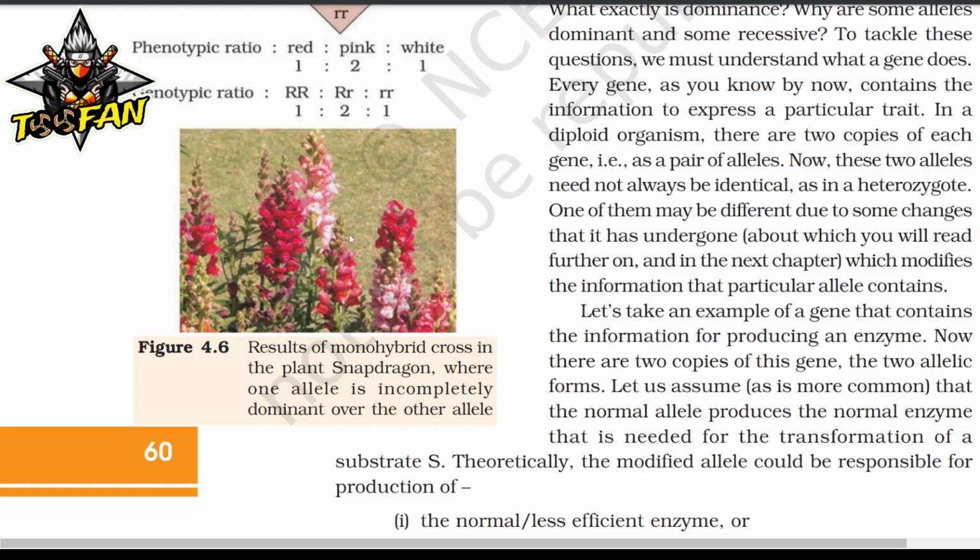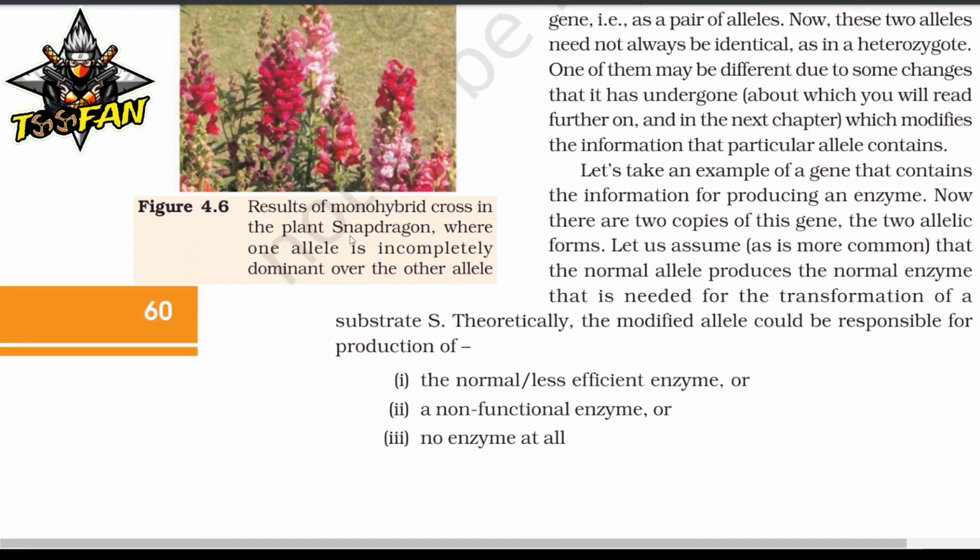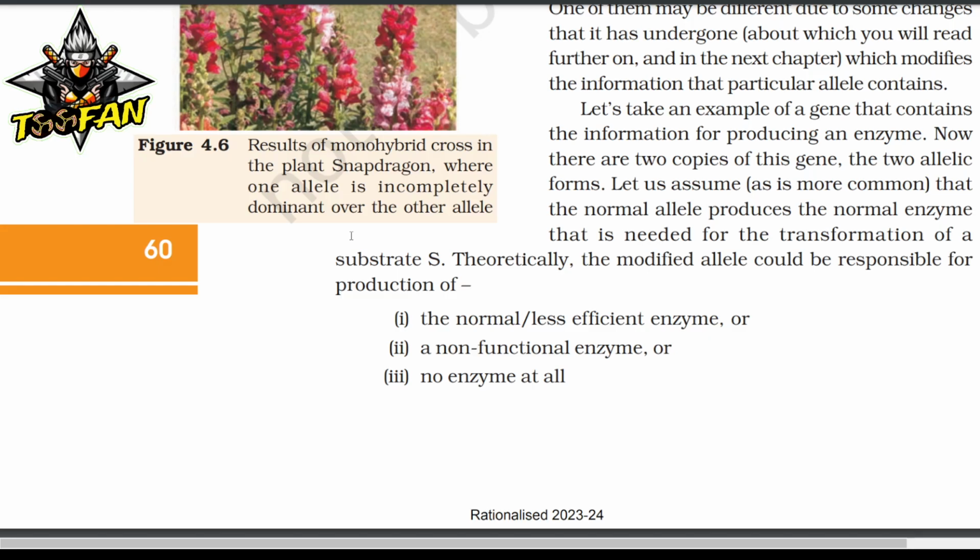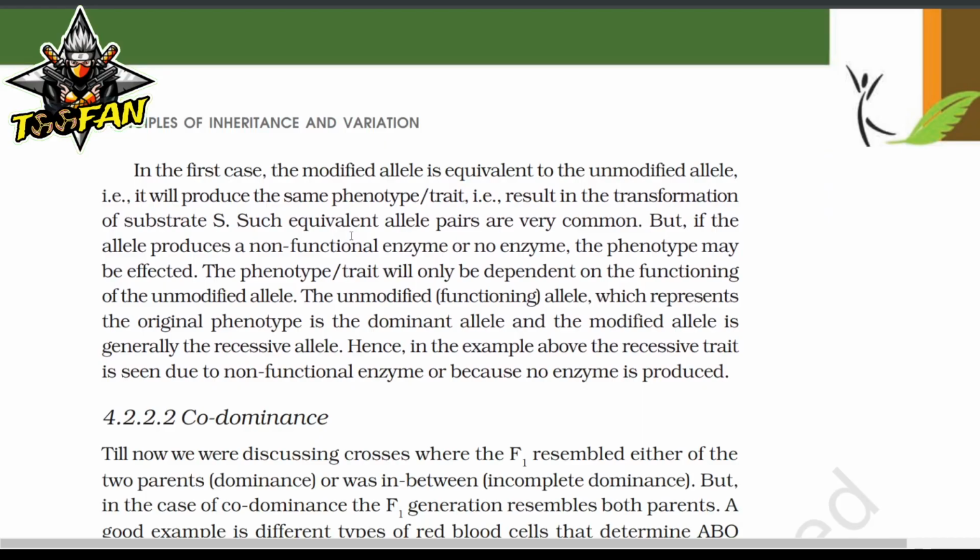Let us assume that the normal allele produces the normal enzyme that is needed for the transformation of a substrate S. Theoretically, the modified allele could be responsible for the production of the normal enzyme, or a less efficient enzyme, or a non-functional enzyme, or no enzyme at all. In the first case, the modified allele is equivalent to the unmodified allele; it will produce the same phenotypic trait, that is, result in the transformation of the substrate.